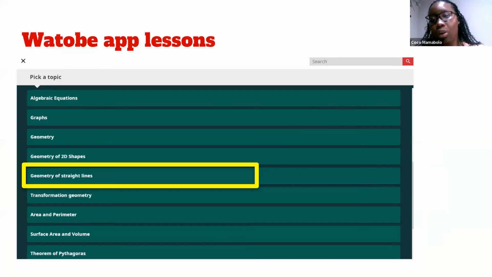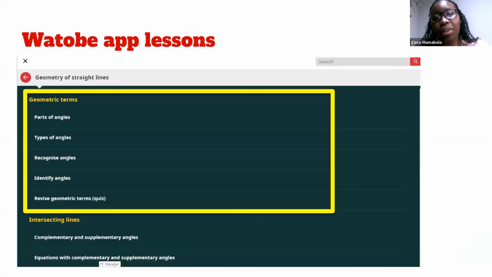Okay. I think I skipped a page. For your homework, we're going to be going onto our app and we're going to look for the topic geometry of straight lines. And then we're going to be looking at geometric terms. This is what Teacher Depeche started with, the types of angles and parts of angles. But the revised geometric terms quiz is what we'd like you guys to focus on because it goes through what you just went through at the moment. So you can go ahead and try that as well.